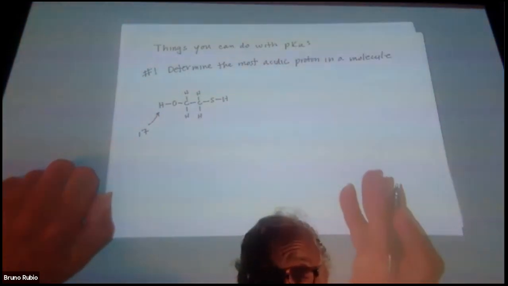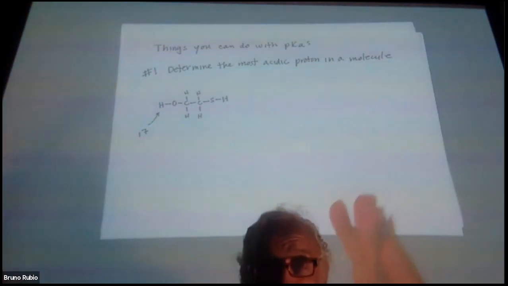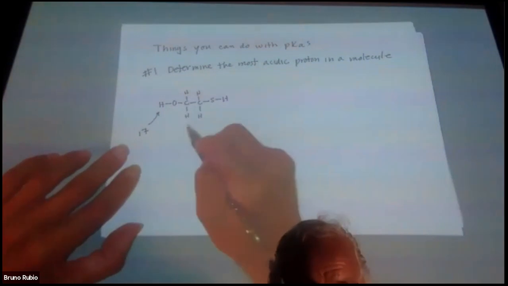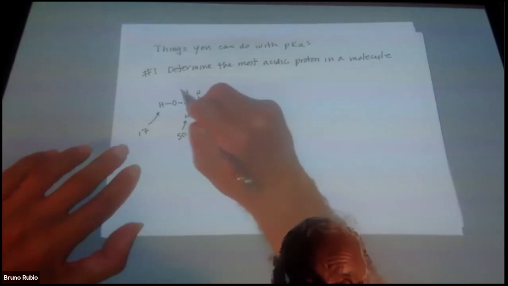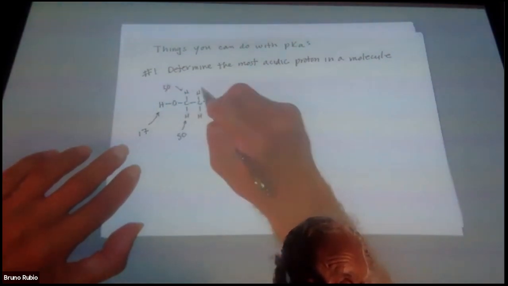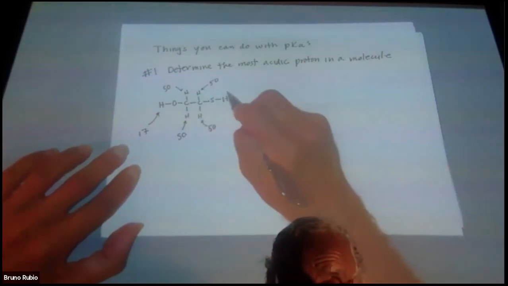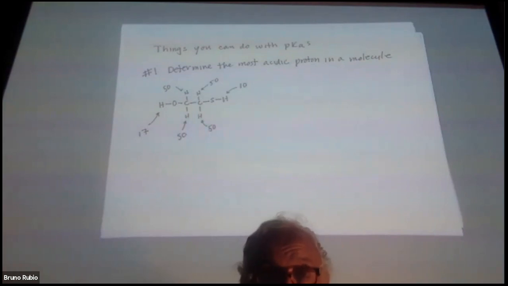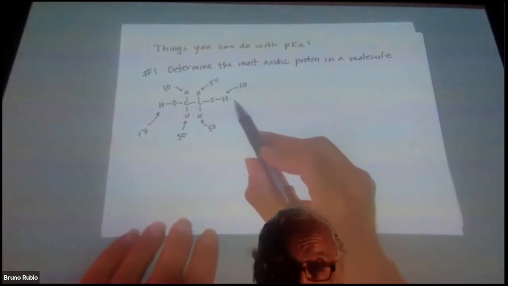All right, now I go back to that table and I see the pKa of a proton on an sp3 hybridized carbon atom is going to be about 50. This guy, looking at that table, is about 50. This one is about 50. This one is about 50. All right, and then I look at that table again, and I see that a proton on the sulfur atom of a thiol is about 10.